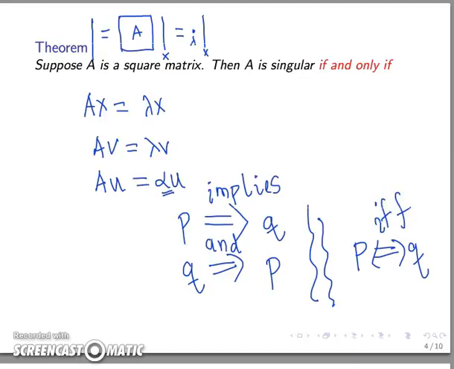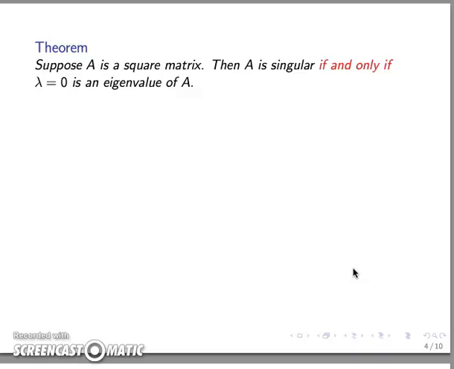Another way of saying those words, if and only if, is by writing IFF, or by writing a double arrow. P double arrow Q implies P if and only if Q. That's a way of saying in symbolic logic that you can start with P and that implies Q, but you could also start with Q and that implies P. And this is one of such theorems: A is singular if and only if lambda 0 is an eigenvalue of A.